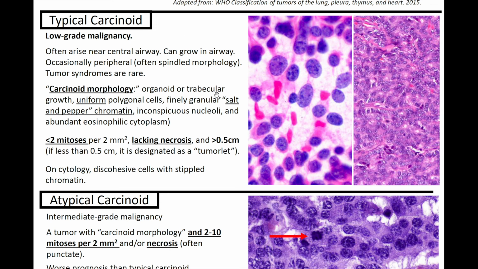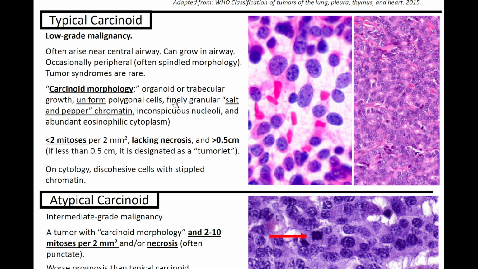So a typical carcinoid, as I mentioned above, is going to have less than 2 mitoses per 2 millimeters squared. It's going to lack necrosis, and it's going to be more than a half centimeter. If it's less than a half centimeter, it is designated as a tumorlet.